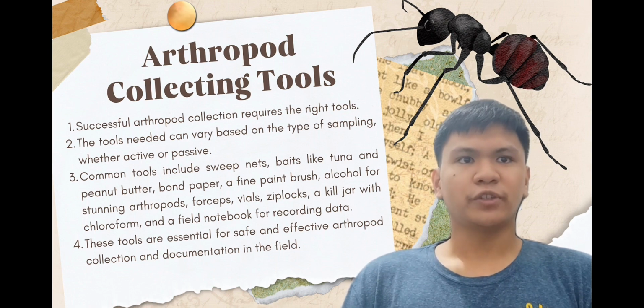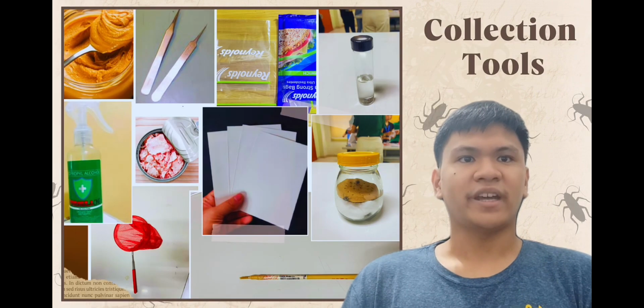However, common tools may include sweep nets for capturing flying insects, baits such as tuna and peanut butter, a piece of bond paper and a fine paintbrush, alcohol to temporarily stun arthropods, forceps for delicate handling, vials and ziplocs for temporary containment, a kill jar equipped with cotton filled with chloroform and cardboard, and lastly, a trusty fieldwork notebook for recording essential data. These tools will help you safely and effectively collect and document arthropods in the field.